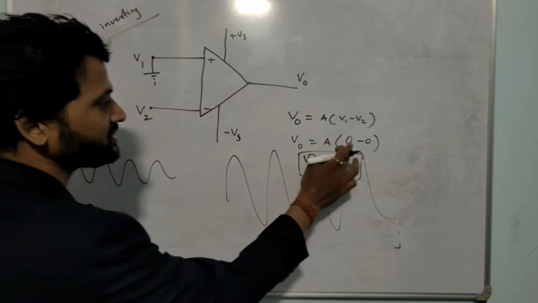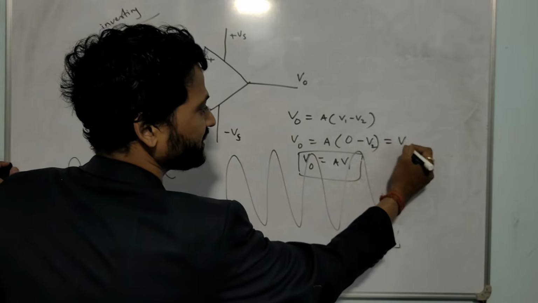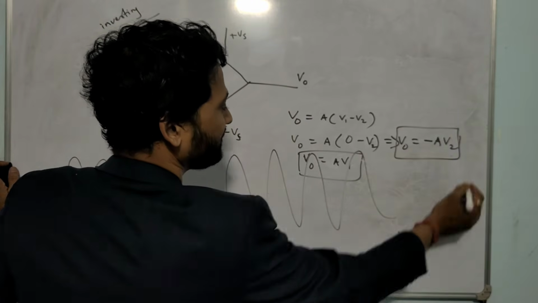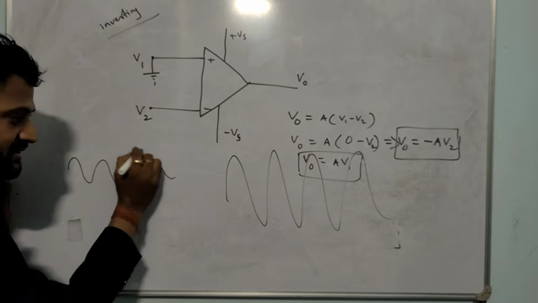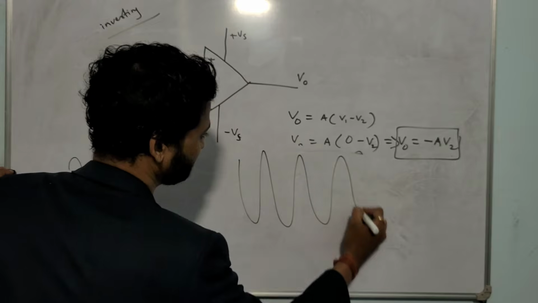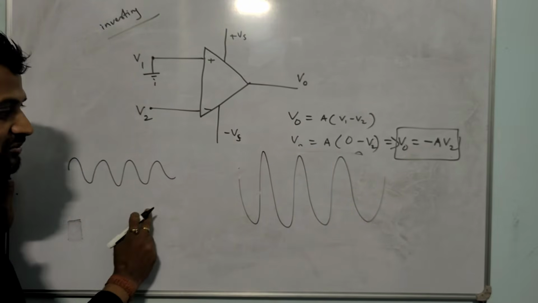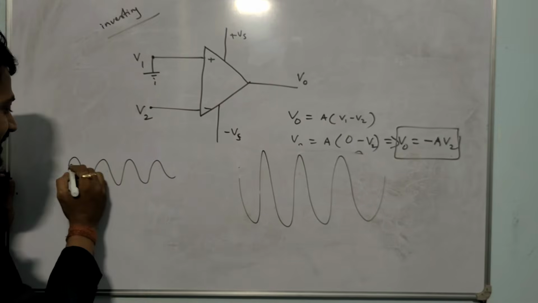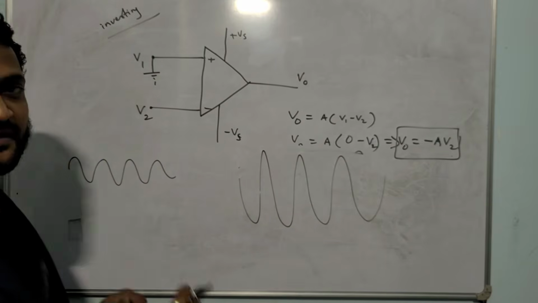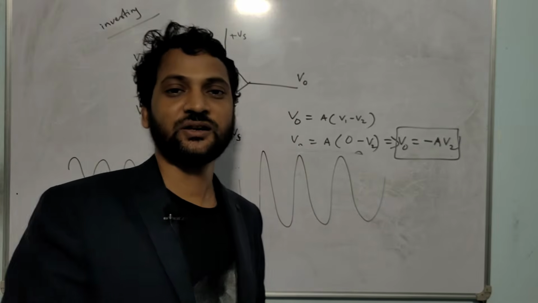See, sorry, V1 is 0 and V2 is V. What is the difference? मतलब V0 is minus of AV2. So in this case, if input is this one, output will be like this. Understood? मतलब compare the input and output, both are out of phase. अरे both are out of phase, it is rising, it is falling, both are out of phase. The phase difference is 180 degree. That is the basic difference between non-inverting mode and inverting mode.